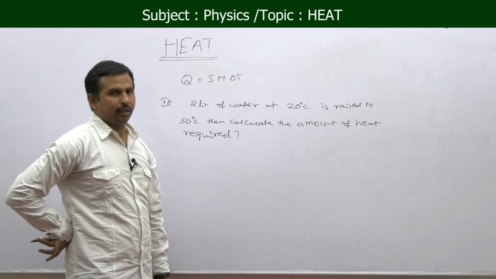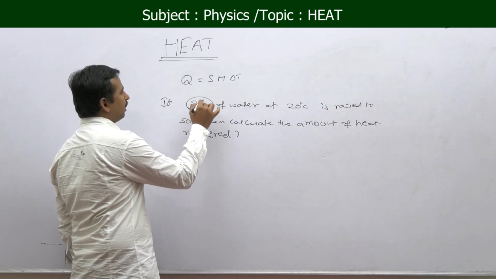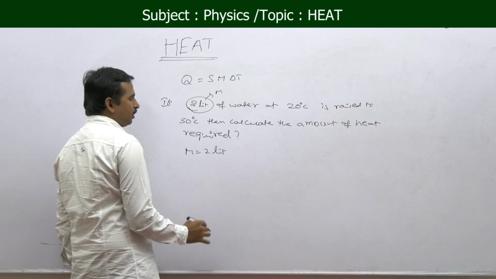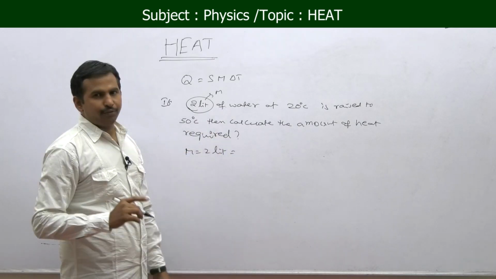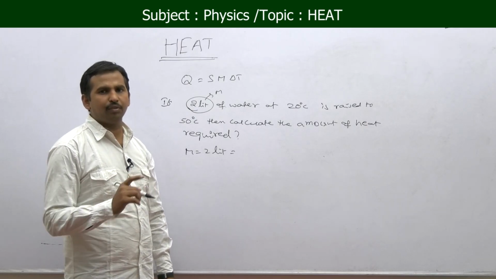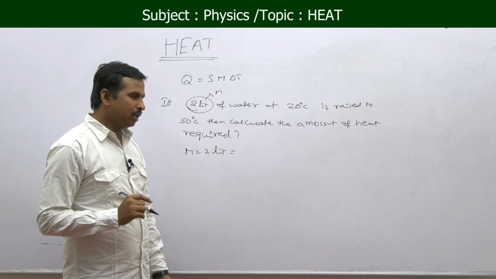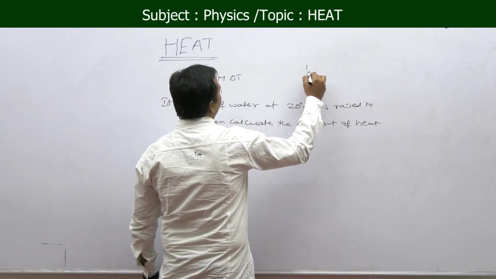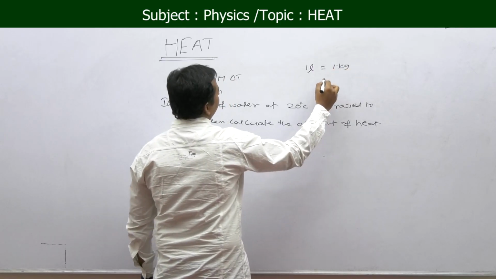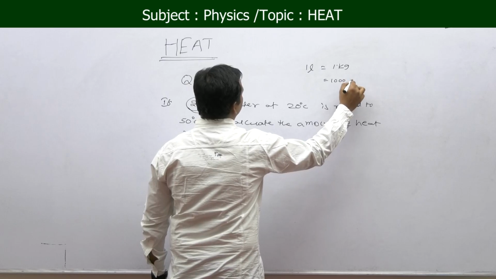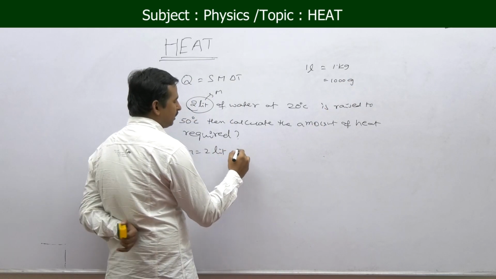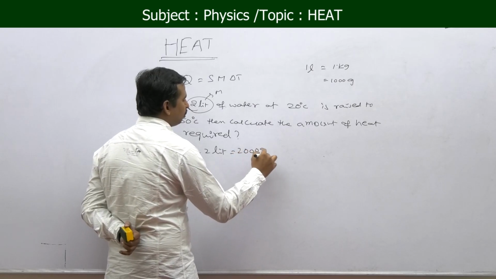So here we have the mass, which is 2 liters. We have to convert that into grams if we are using the CGS system, or into kgs if we are using the SI system. And we already know that 1 liter of water is equal to 1 kg, and 1 kg is equal to 1000 grams. As we have 2 liters, it is 2 kgs, which means 2000 grams.